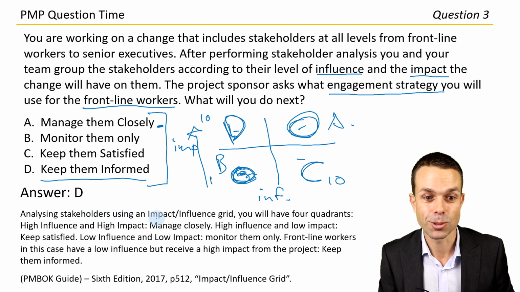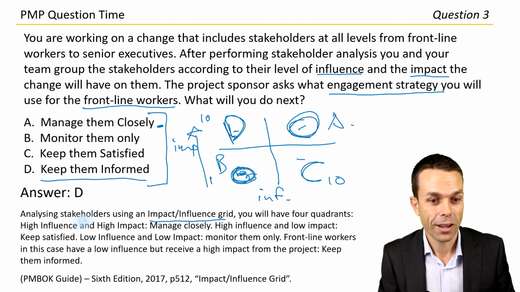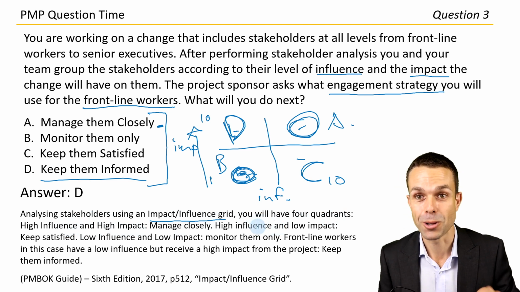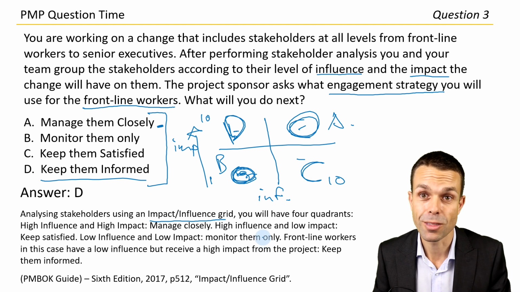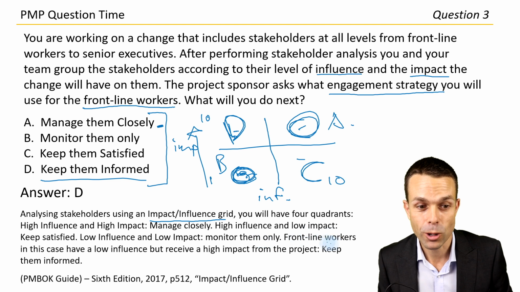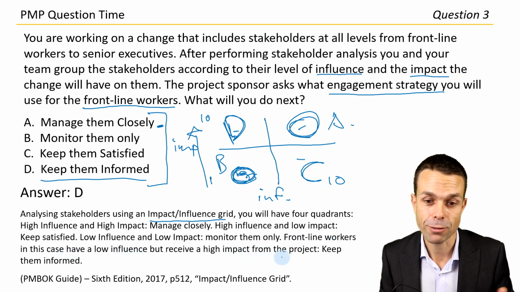Analyzing the stakeholders using an impact over influence grid, you will have 4 quadrants: high influence and high impact, manage closely, high influence, and that's exactly what we're talking about. So all of that, we don't need to go through that again, but that's how you would look at one of those charts, and that's how you would use that in the real world as well, which is actually really handy. Frontline workers in this case have a low influence, but receive a high impact from the project.